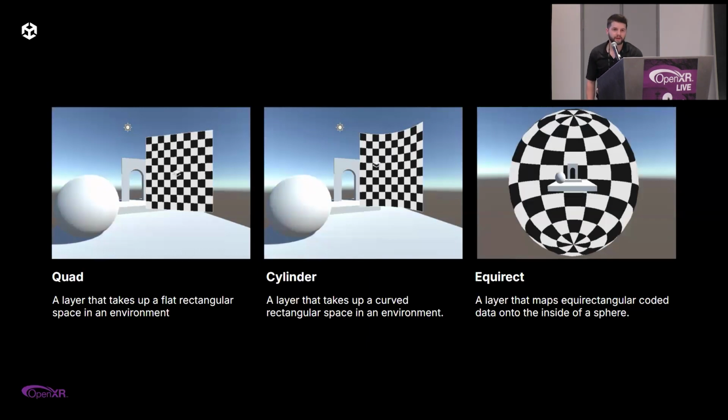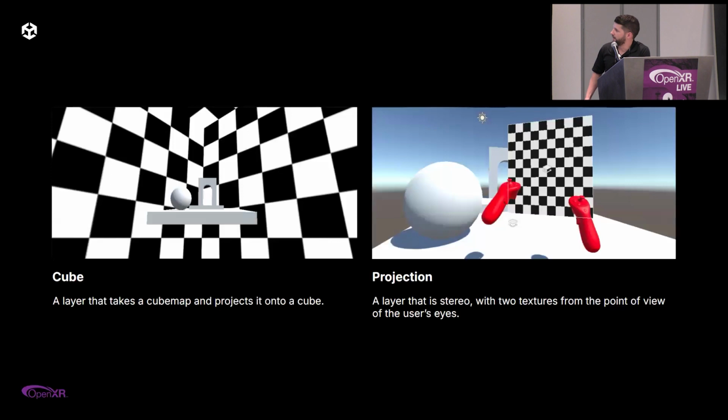So real quick, what kinds of layers are there? Quad, a flat image, really great for textures, video, text. I want to make a Kindle app clone maybe with this. Cylinder, curved UI, we love it. Equirect for 360 videos primarily, or any sort of stereo content that you have in an Equirect format. Cube maps for skyboxes. And a projection layer.